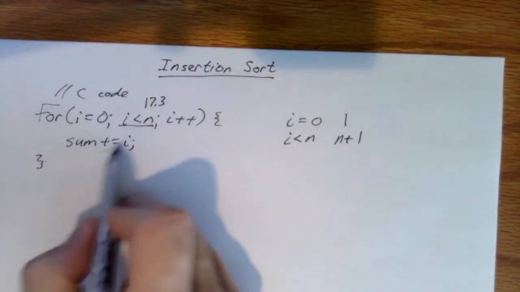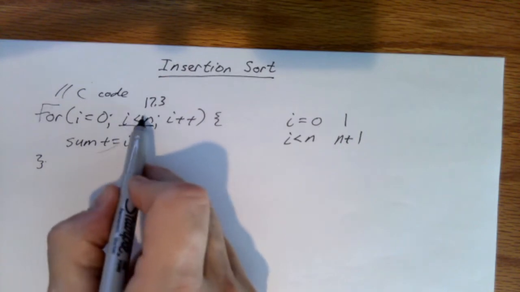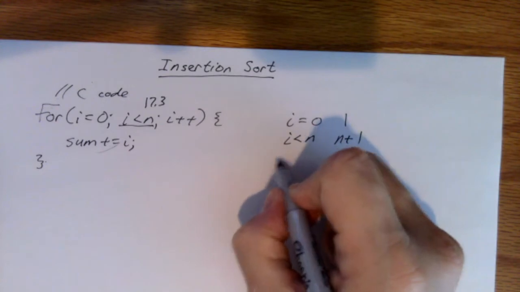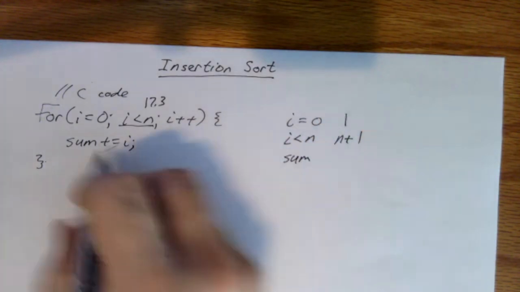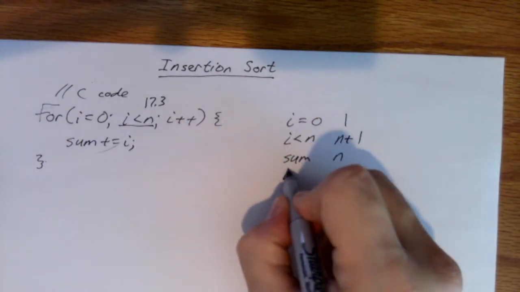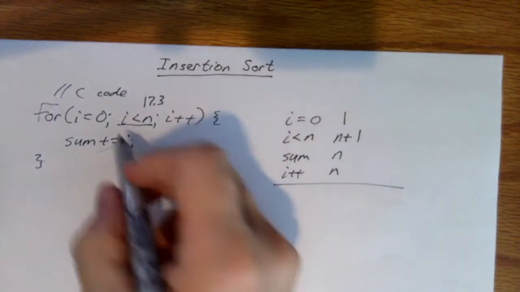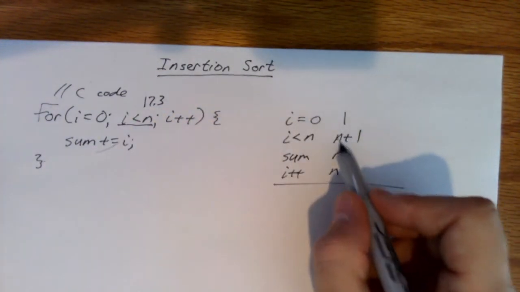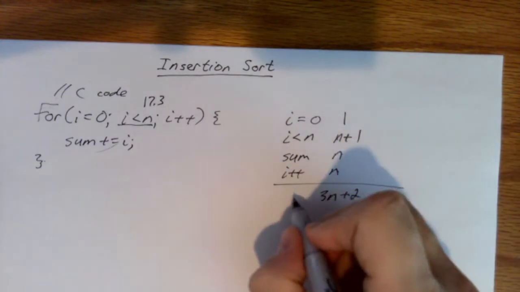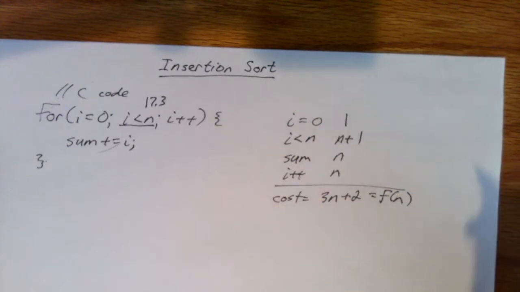The loop itself runs n times, and then we have one additional time to make the test in order for it to fail. And then since the loop runs n times, the sum, I'm just going to write sum here instead of the whole line of code, executes n times, and I plus plus also executes n times. So if we look at the number of operations, we have 3n plus 2. And then this is our cost function, and it's a function of n.